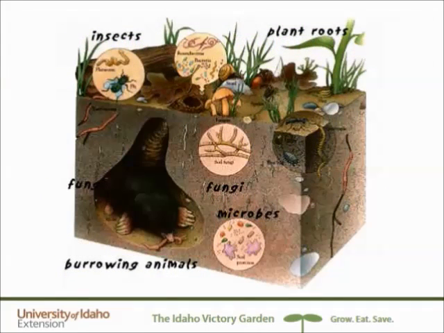And here's just a diagram of what that could look like. So you have everything from a mole to a microbe as part of that healthy soil ecosystem. And you can see as plants and animals die and are decomposed, they're turned back into nutrients, which then feed the plants, and the cycle continues. So we really want to have an active, healthy, living soil to have the best plants that we can have.